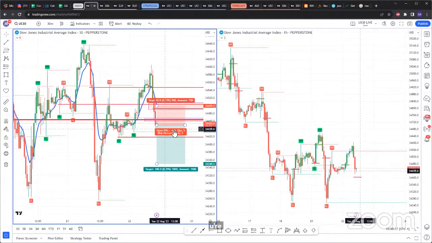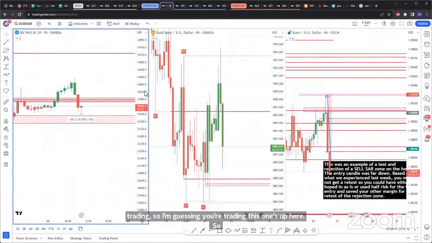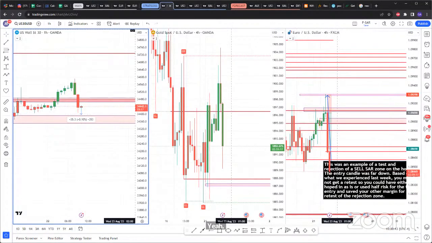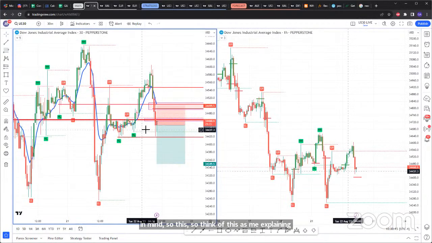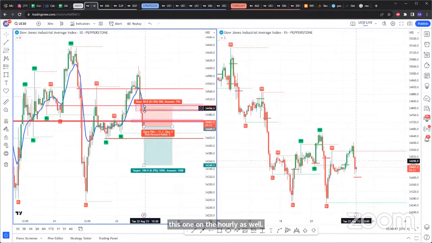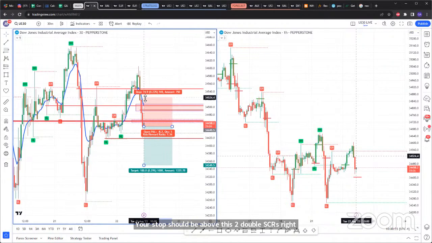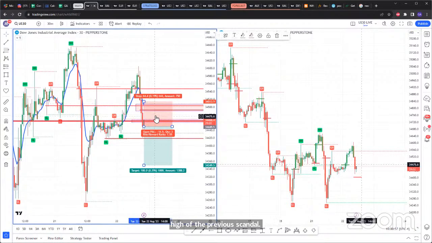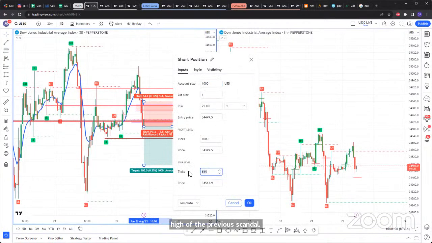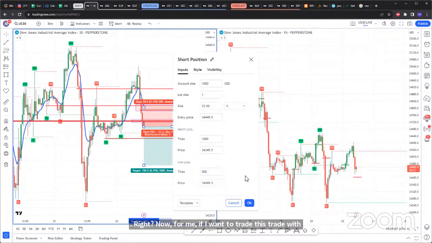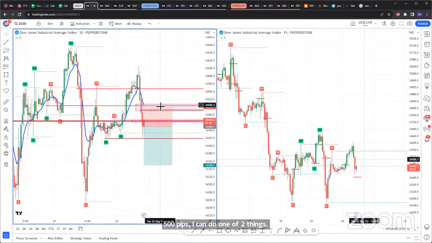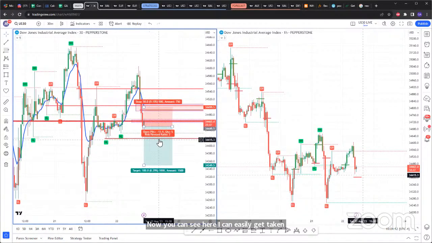So think of this as me explaining this one on the hourly as well. You can see for this sell right here, your stop should be above these two double SARs right there, if you're trading it, either that or the previous high of the previous candle. Now, if we were to put it here, our stop loss is 64 pips, right? Now, for me, if I want to trade this trade with 500 pips, I can do one of two things. You can see here, I can easily get stopped out and price goes back in.